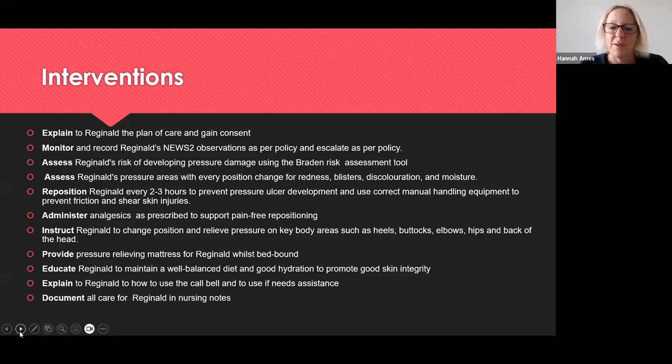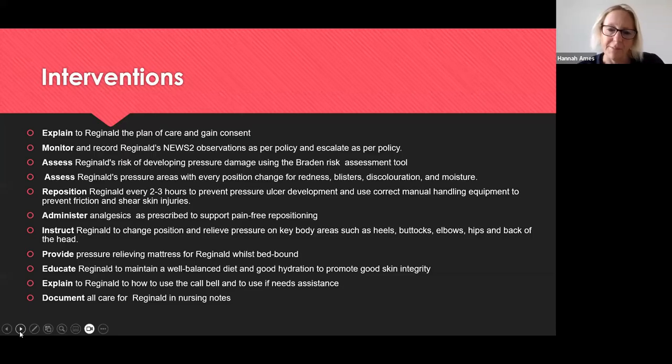We should also be repositioning Reginald every 2 to 3 hours to prevent pressure damage development, and we should be using correct manual handling equipment and techniques to prevent friction and shear skin injuries. Administering analgesics here is relevant to support pain-free moving and repositioning. We can also instruct Reginald to change position and relieve pressure on key body areas, so where they might be able to move a heel, elbows, back of head, so support that kind of independence with changing position where able.